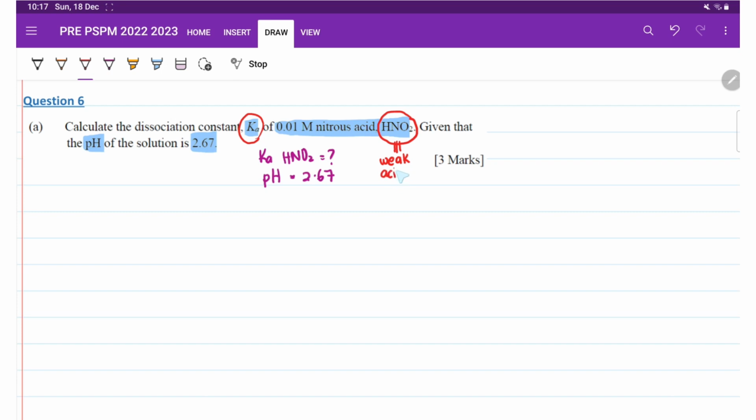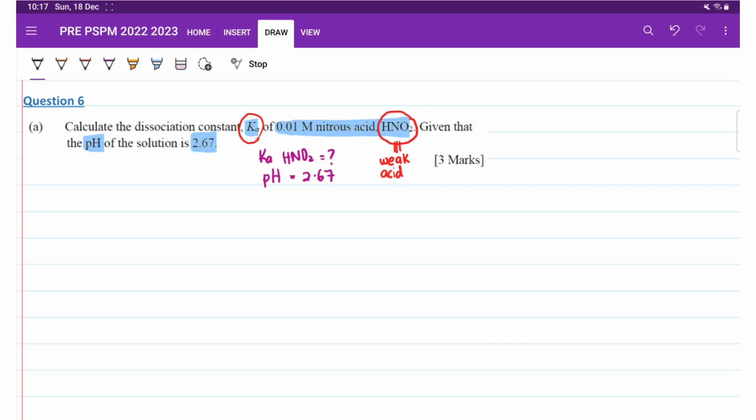Okay, so bila kita dah tahu weak acid, jadi kita boleh tahu dah dekat sini. If we need to construct a table, kita akan construct ICE table. Okay, jadi kita nak tahu nilai Ka. So first, you need to have the equation, the dissociation equation. Yang ni pun penting juga. Jadi untuk dissociation equation pun kita kena tentukan sama ada dia adalah weak acid ataupun strong acid, sebab kita nak tentukan arrow yang kita akan gunakan.